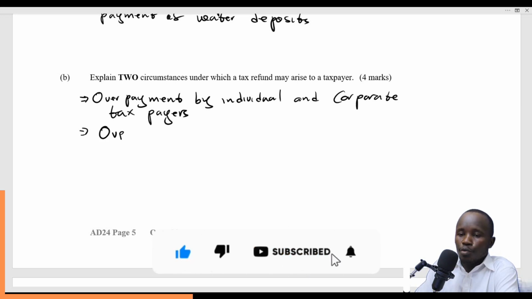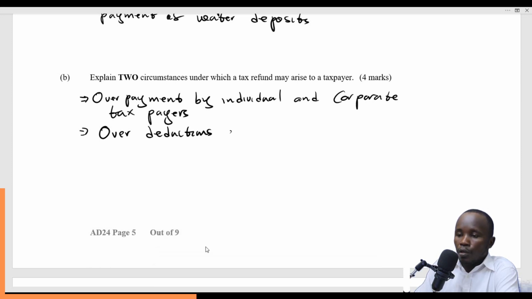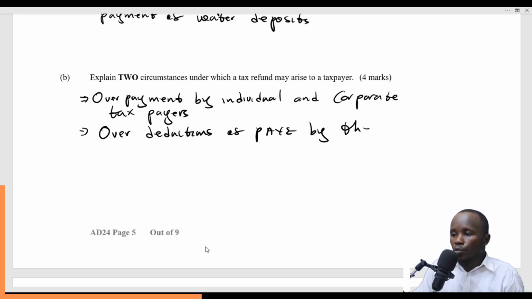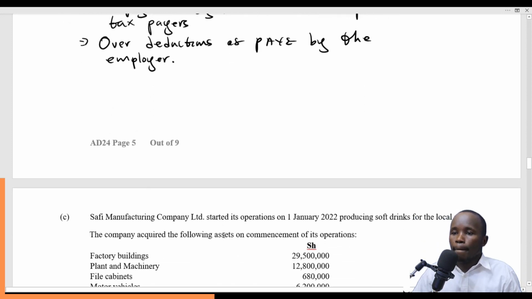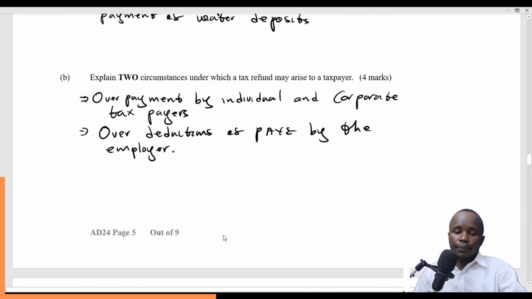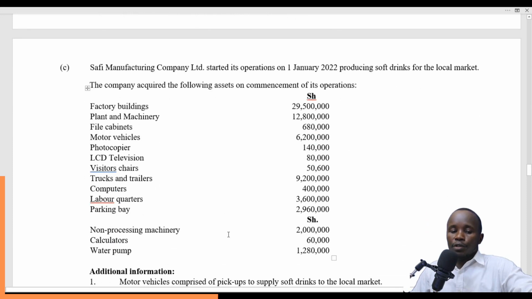Another situation is when there is over-deduction of PAYE. The accountant may apply the wrong computation. So when you have over-deductions of PAYE, you get a refund, and this is done by the employer. So those are the 2 cases where you require a tax refund.